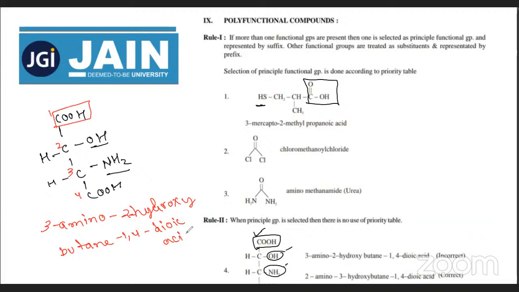Now if you see here clearly, because I have "di" over here, I have not removed this E. If I would have written just "oic acid", I would have removed this E. So with options, you need to be very careful when you're taking an option. I have not removed this E because I have "di" over here.